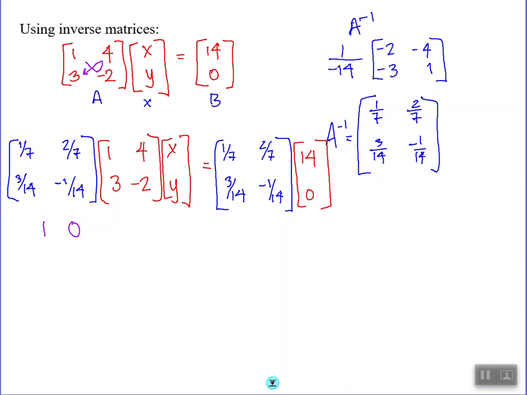Then we multiply the second row times the first column. 3/14 times 1 is 3/14, plus -1/14 times 3 is -3/14, so that gives us 0. Then we multiply the second row times the second column. 3/14 times 4 is 12/14. -1/14 times -2 is +2/14, so that gives us 1. That is the identity matrix. The principal diagonal, the one going from the top left to the bottom right, is all 1s, and everything else in the matrix is 0s.